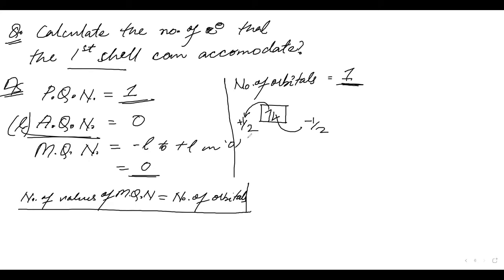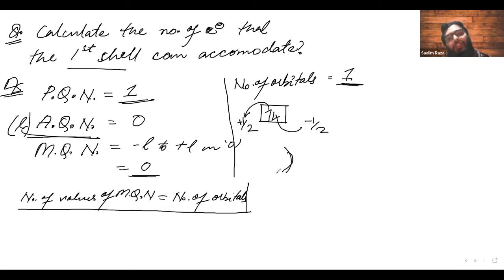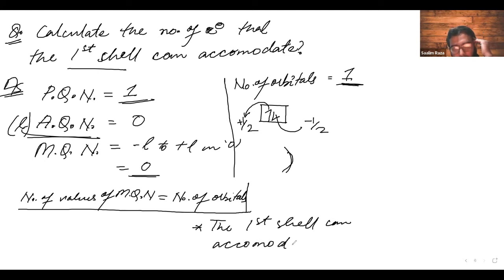So now you will tell the 10th standard students that there is a reason for the first shell to accommodate only 2 electrons. Yes, very good. And you will write the answer here: the first shell can accommodate 2 electrons.